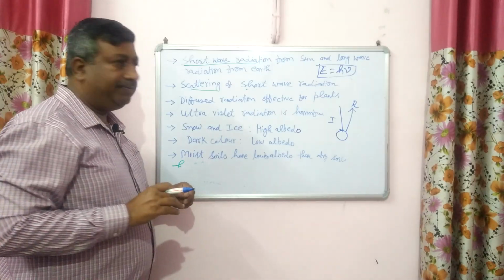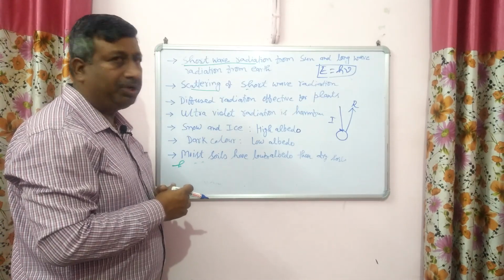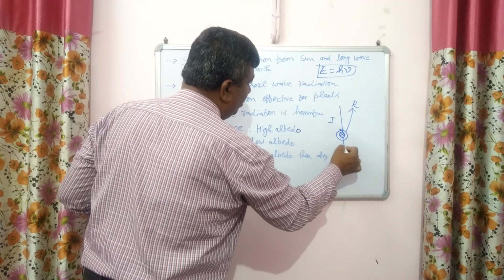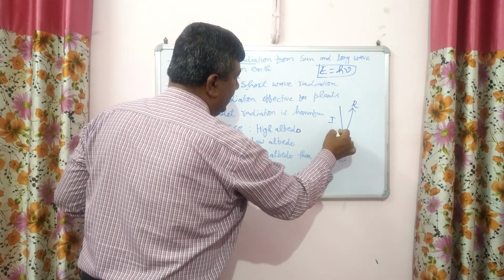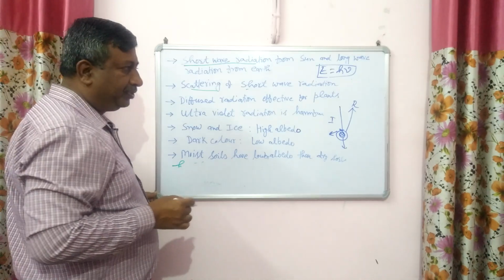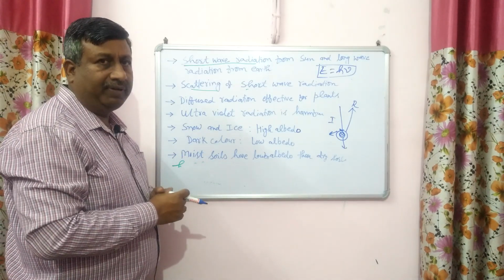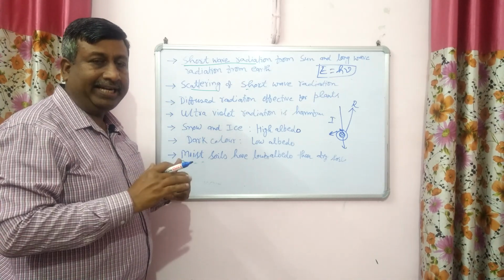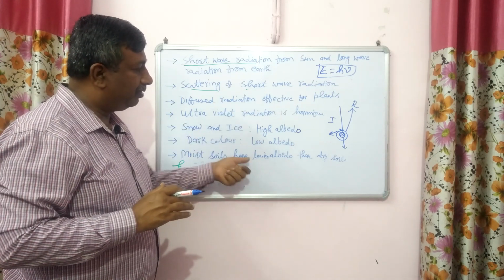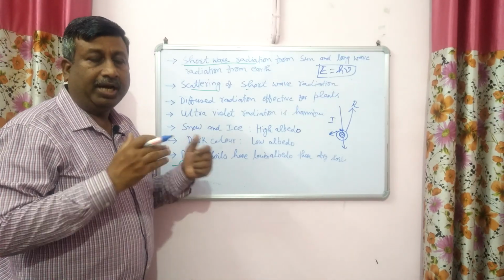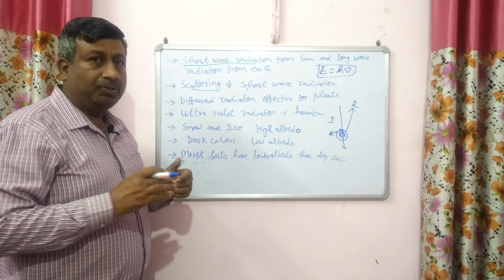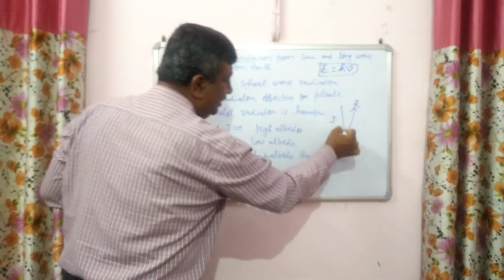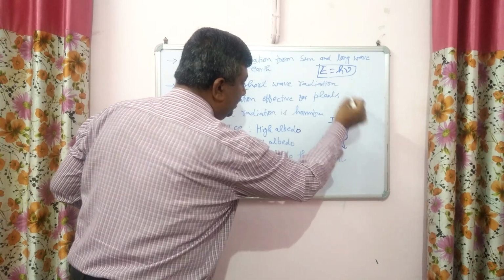So snow and ice have high albedo, meaning more reflection. Actually, when incident radiation is there, some radiation is absorbed, some is transmitted, some is reflected, and some may be scattered. So these may be different fates of radiation. If the surface is smooth, shiny, white, like this whiteboard, then reflection will be high. Ice and snow are white, shiny, and very smooth. That's why when radiation is incident on snow, most of the radiation is reflected.